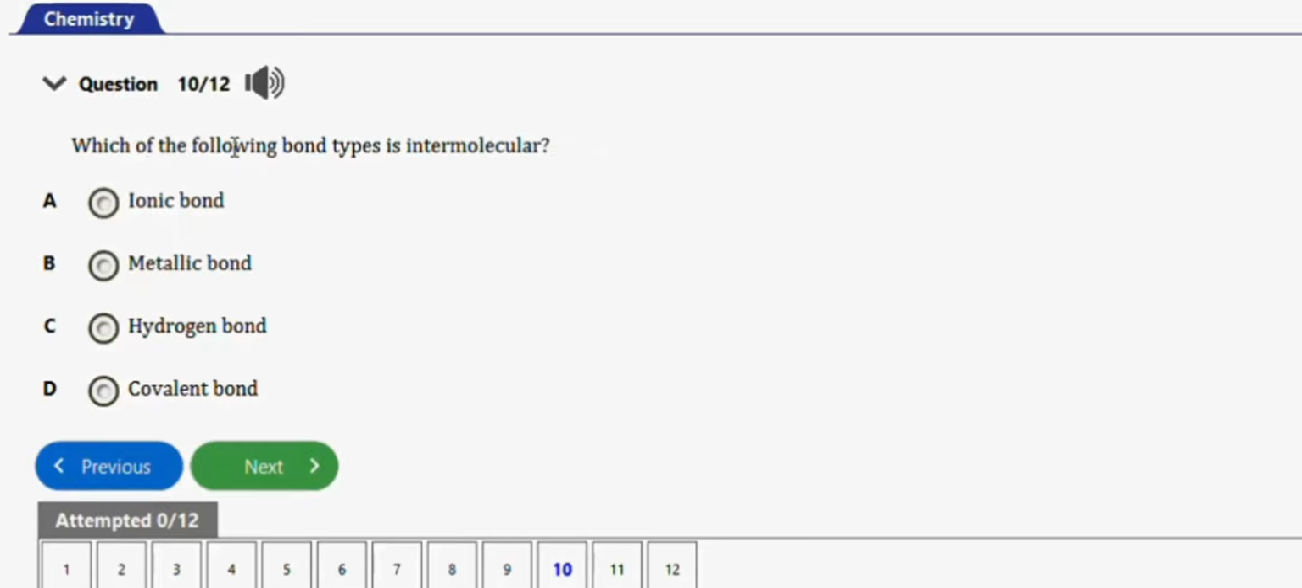It says which of the following bond types is intermolecular? So it's obvious, hydrogen bond. The next repeated question will be this one.